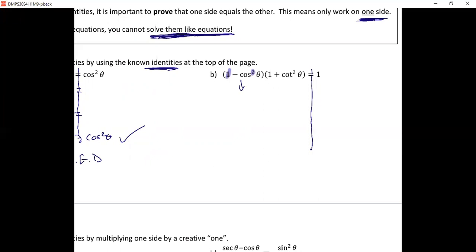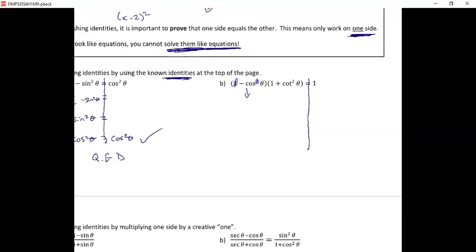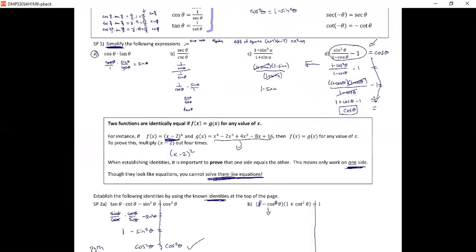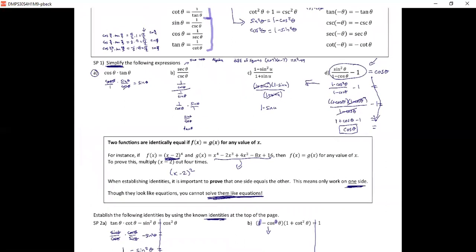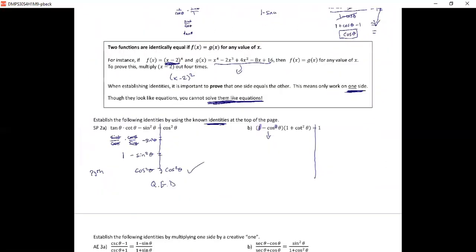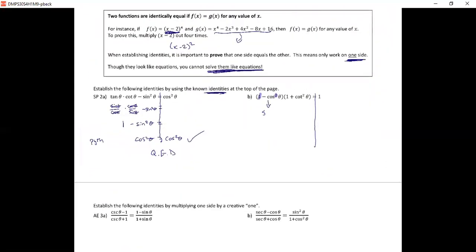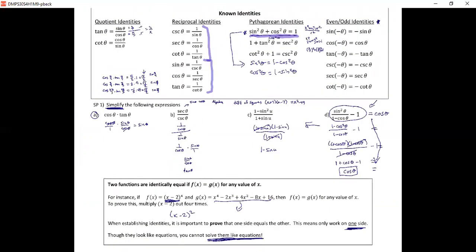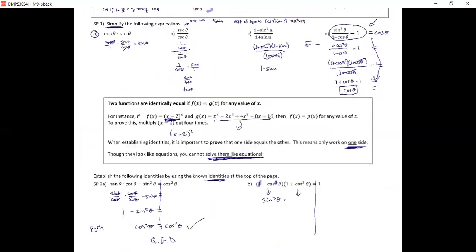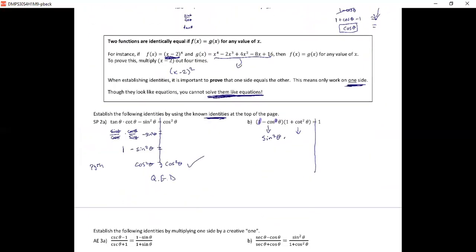If I have a trig function and I have a squared, there's probably a Pythagorean identity that I have. If we go to our Pythagorean identities, 1 minus cosine squared is equivalent to sine squared. So this is sine squared of theta. And do I have 1 plus cotangent squared? Why, yes, I do. That's equivalent to cosecant squared. So this is cosecant squared of theta.